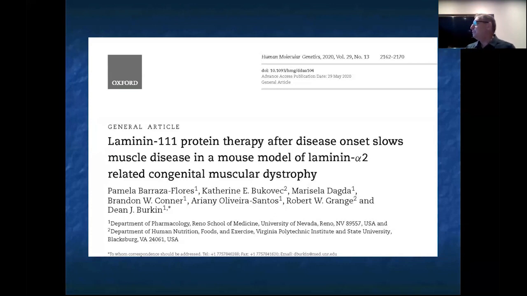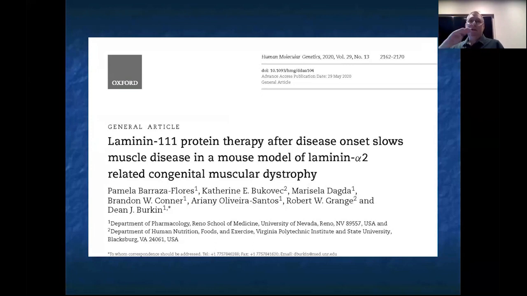And this paper was actually done by Pamela, who was a graduate student in my lab and is now at Boston Children's Hospital, in which she did injections of mouse laminin after the disease had already progressed. What we found in that instance is that the laminin got to the muscle, just like we saw before, and it held the muscle at the current level.